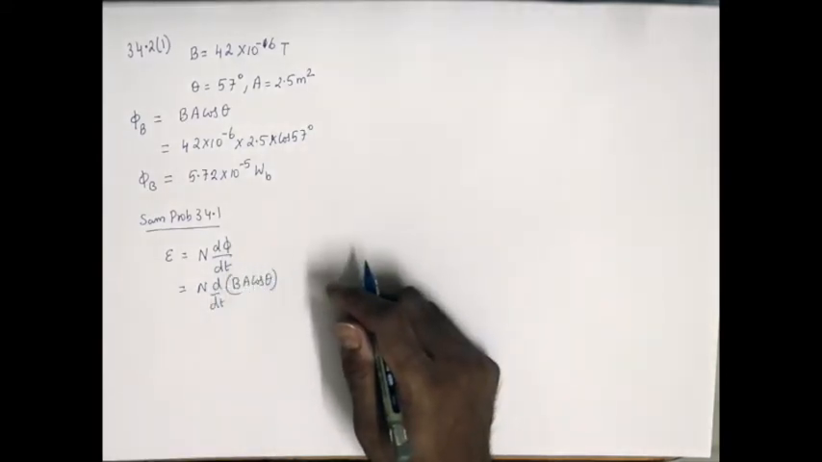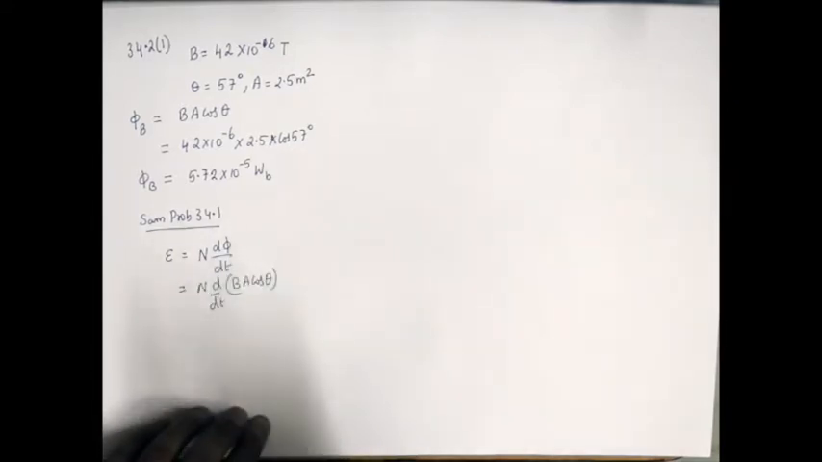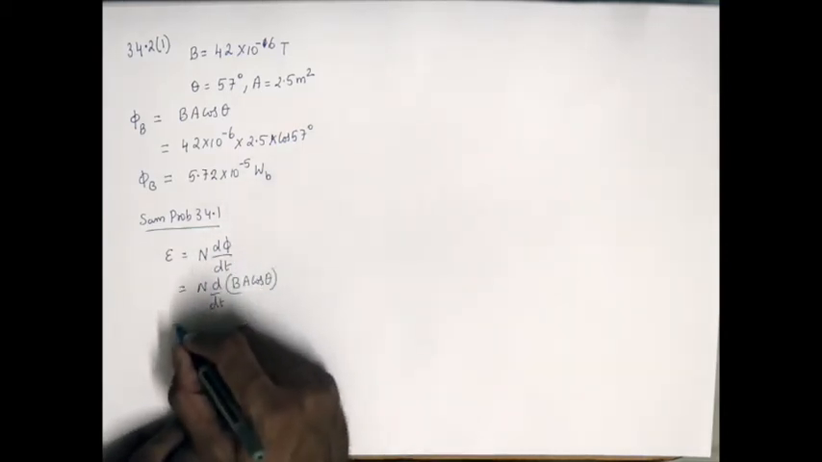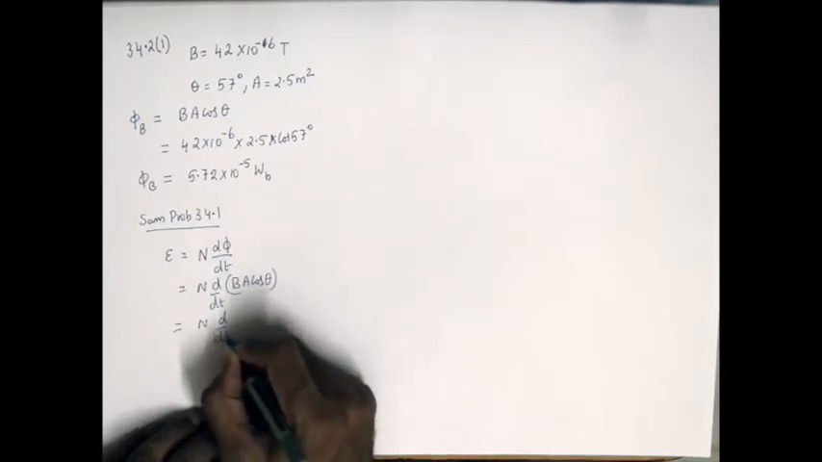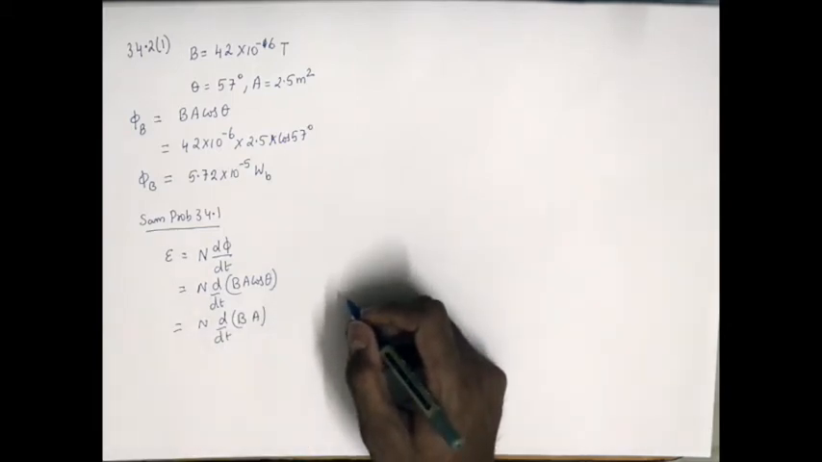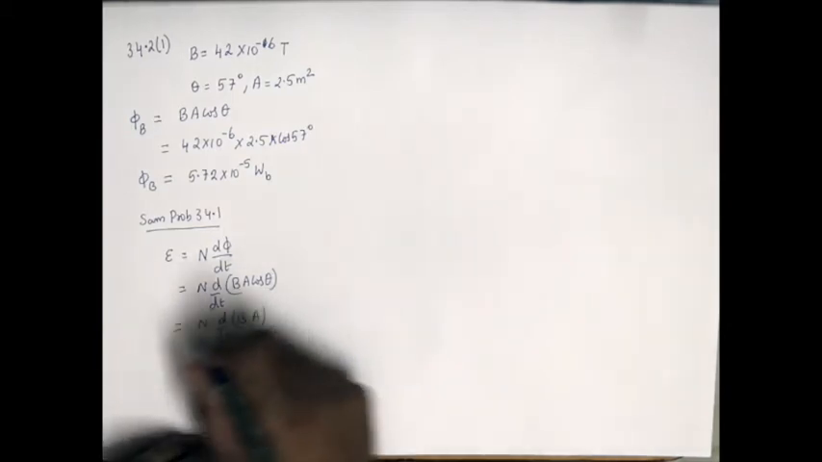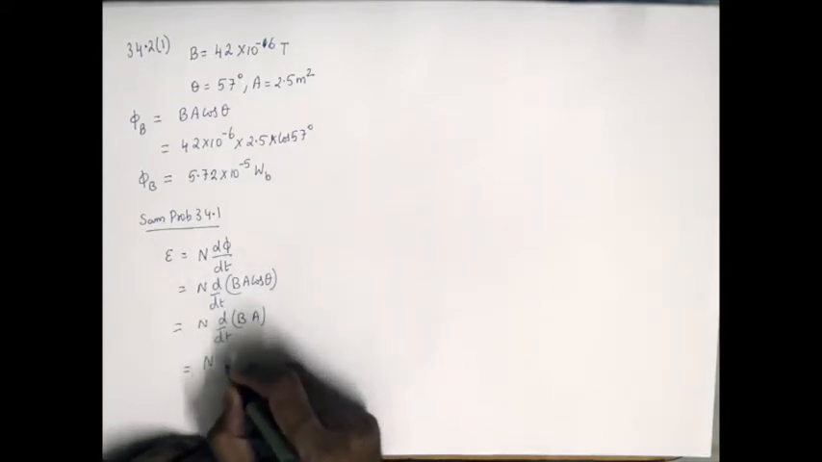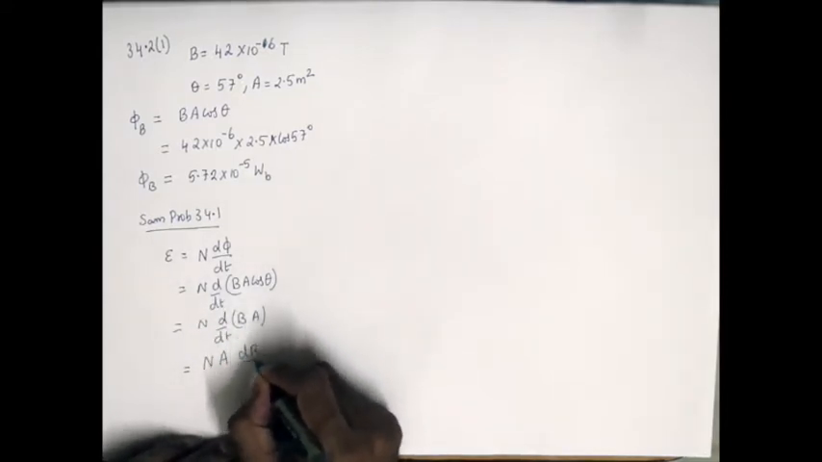You will notice that B is pointing from right to left, and A vector for coil C is also pointing towards the right. So therefore the angle theta between B and A will be 0 degrees. So therefore cos 0 is equal to 1. So we can remove cos theta in the next step, which is given by N d by dt of BA. But we know that the area of the coil C does not change with respect to time. So this also can be brought outside. N into A dB by dt.